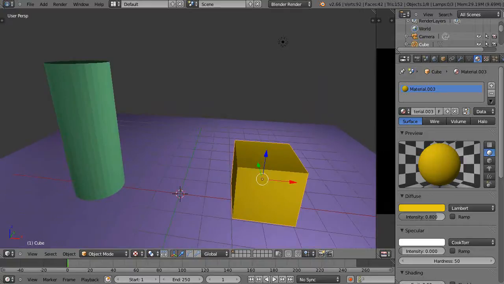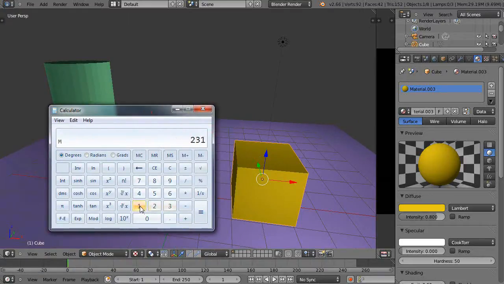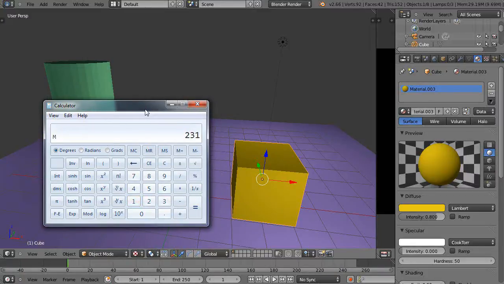So an easy trick for a cube at least is, well, just take 231 cubic inches like this, and I want to take the cube root of that. Let me see if we have a cube root. Yeah, we have a cube root number right there. 6.13579. So if I cube that, where's my cube? It takes me right back to 231.